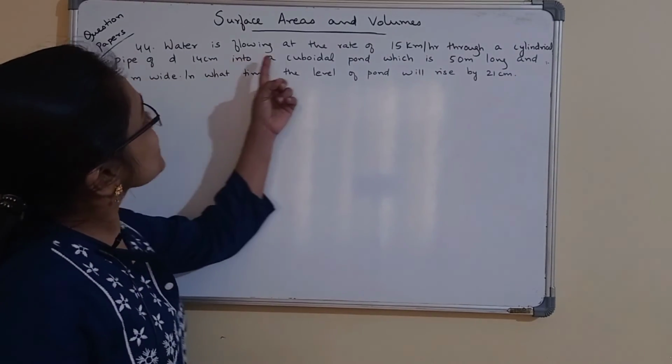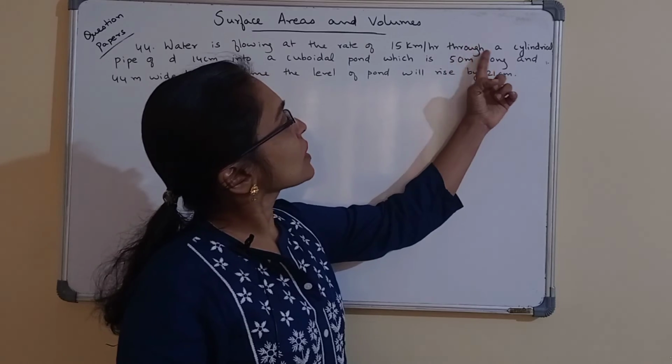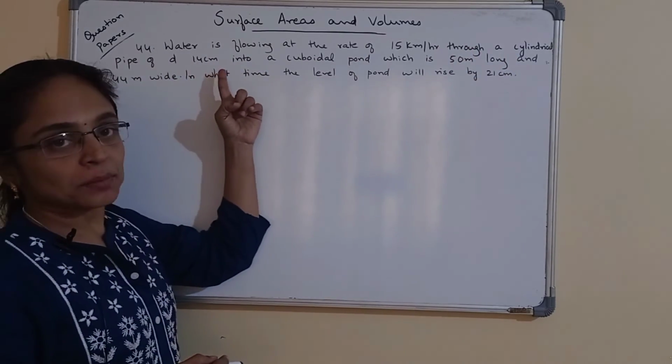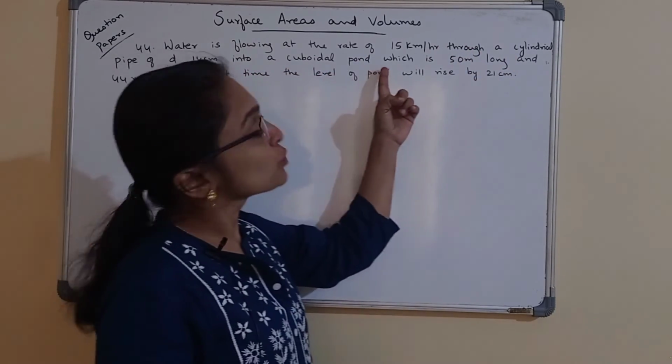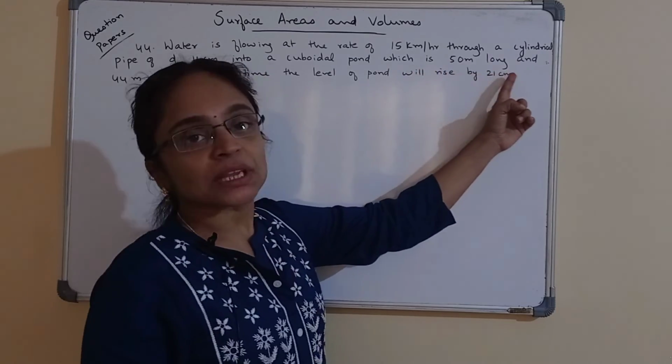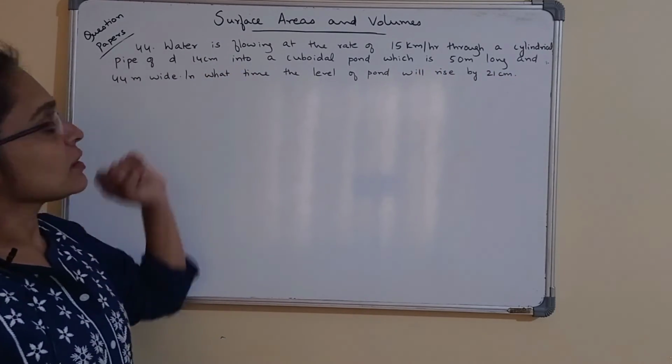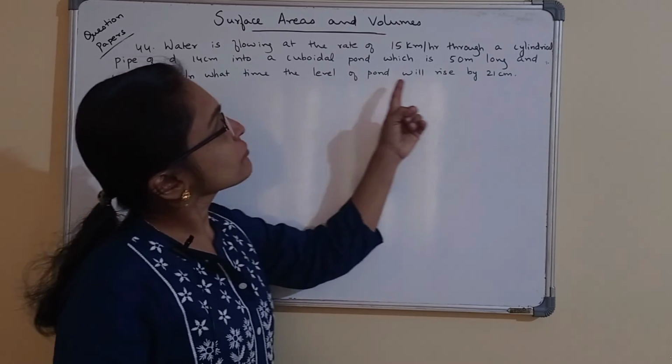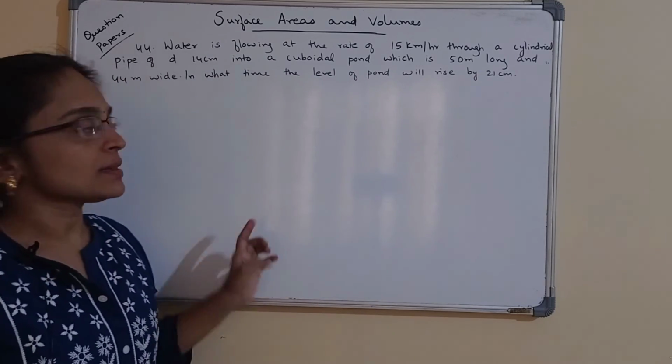Next question. Water is flowing at the rate of 15 km per hour through a cylindrical pipe of diameter 14 cm into a cuboidal pond which is 50 meter long and 44 meter wide. In what time will the level of the pond rise by 21 cm?